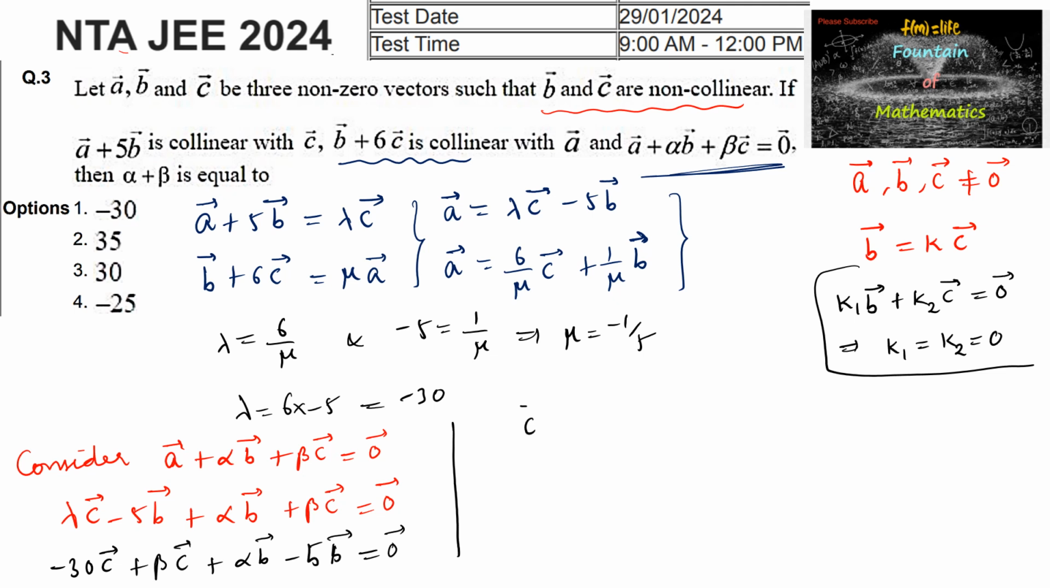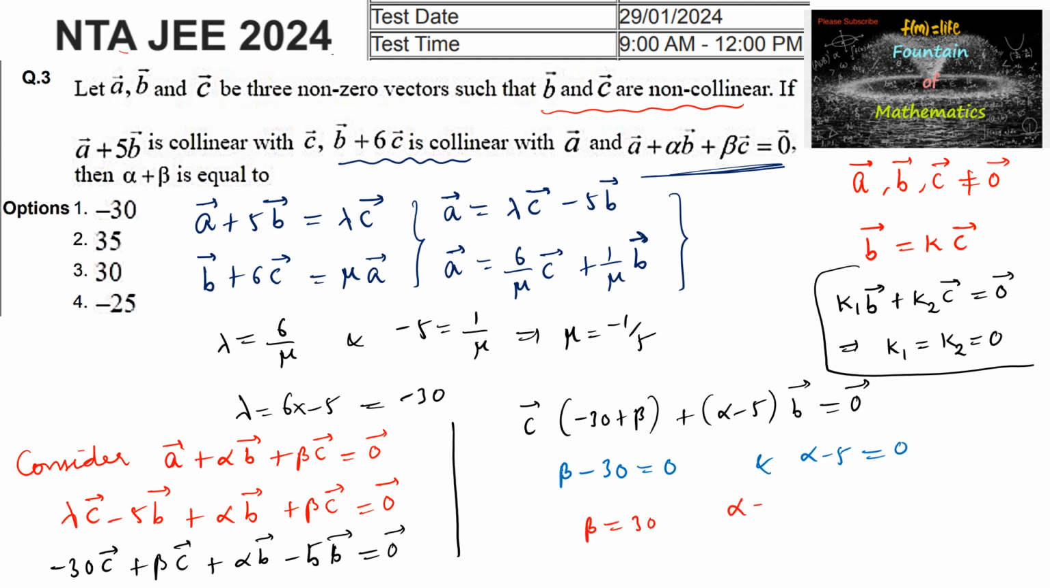So vector C times we can write minus 30 plus beta, and again here alpha minus 5 times vector B is equal to vector 0. Since B and C are non-collinear, it is compulsory that beta minus 30 must be equal to 0 and alpha minus 5 must be equal to 0. So beta is equal to 30 and alpha is equal to 5. Therefore, alpha plus beta is 5 plus 30, which is equal to 35. So I can go with option B.